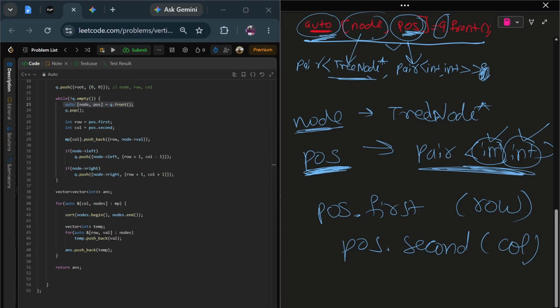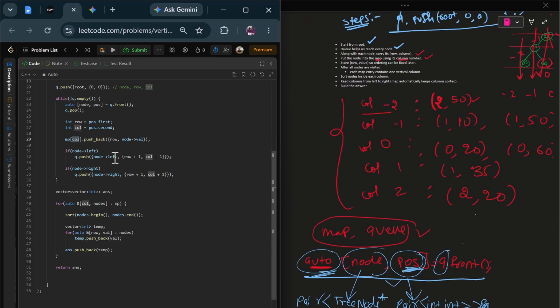You can also observe clearly over here, I am accessing the row with the help of POS dot first. I am accessing the column with the help of POS dot second, and finally I am populating the map with the help of this line. Okay, so the map will be populated in this fashion. You are going to push the row value and the node value in the column of this map.